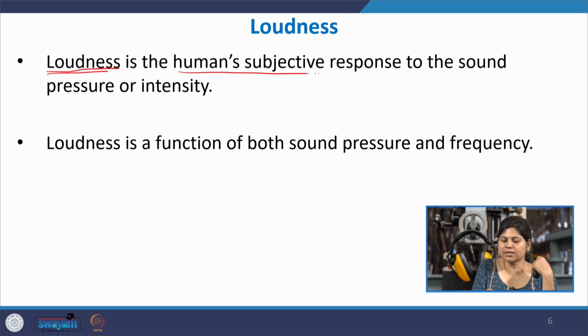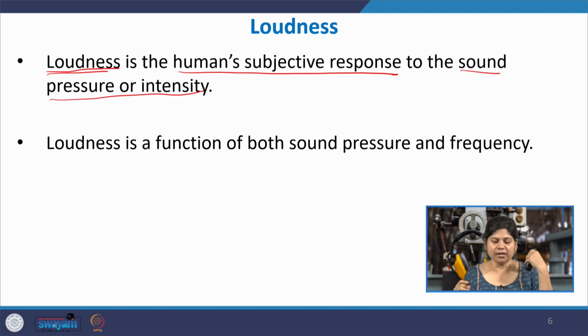It is the human's subjective response to the sound pressure or the intensity that is hitting them. And if it was some objective measure like the SPL or the decibels, then you would directly say that loudness should be directly proportional to the acoustic pressure or the intensity, but that is not the case. Loudness is not always directly proportional to the acoustic pressure or the intensity. It depends on the pressure or the intensity, but there is more complexity to it.